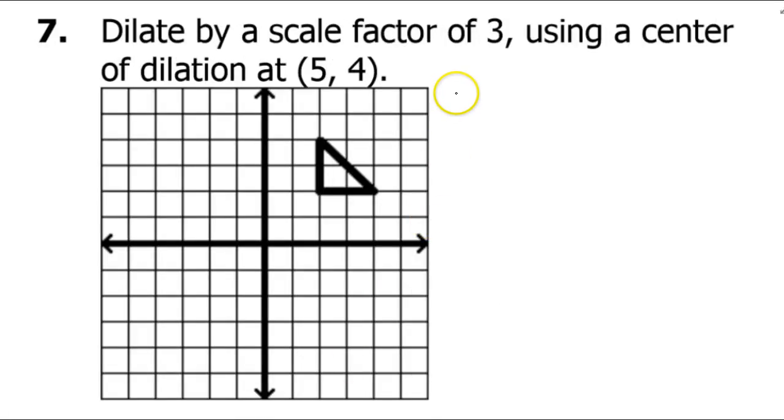For number 7, we're just going to do the same thing again. Let's dilate by a scale factor of 3 using a center of dilation of 5, 4. So let's plot the center of dilation. So this is 5, 4 right here. Alright, so that is my center of dilation.